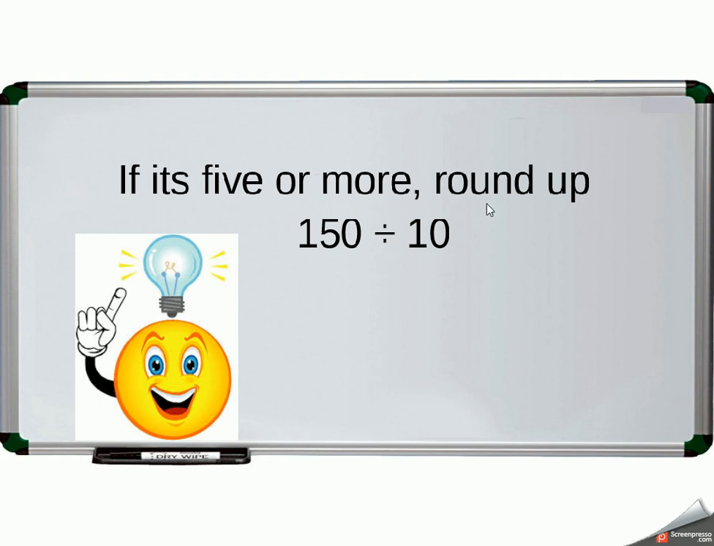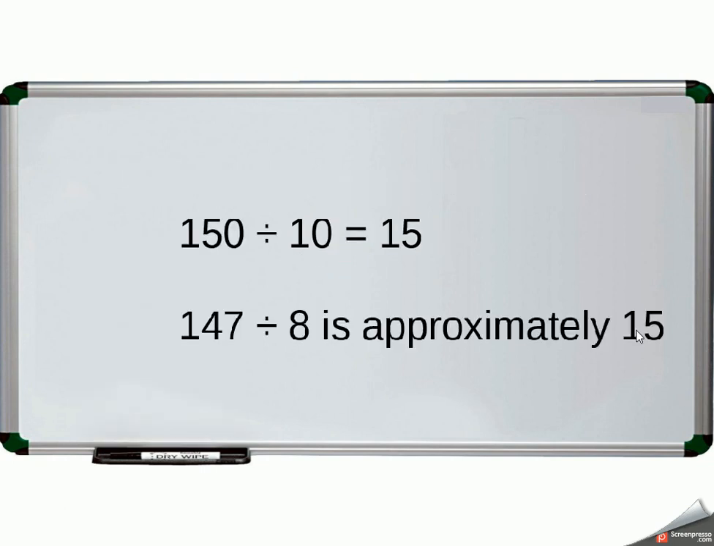So as a result, this has now become 150 divided by 10, and that's much easier to do because when we're dividing by 10, we just have to take a 0 off. So 150 divided by 10 will give me approximately 15. So 147 divided by 8 is roughly 15.